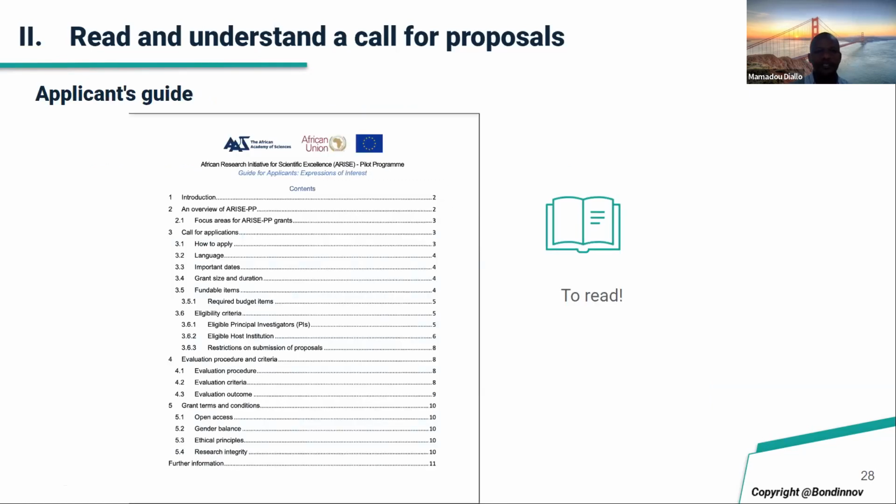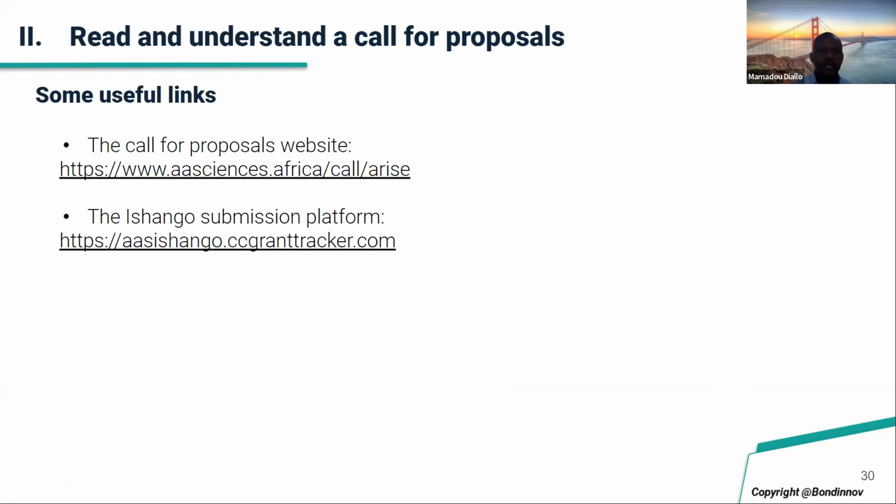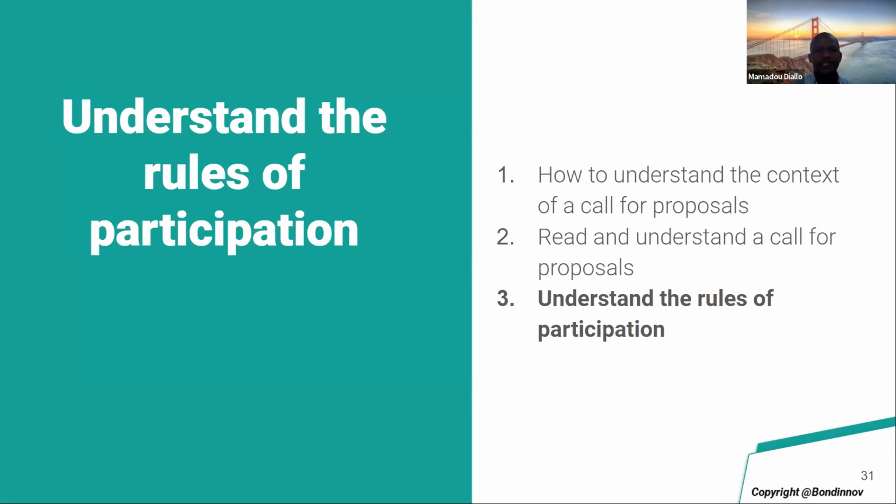These are the documents you read to better understand how you will organize your answer. On the online system, when you register, you use your email, create your password, and have your account. Also there are links: the call for proposal website, the African Academy of Science, the Ishango subscription platform, etc. Understanding the rules of participation.